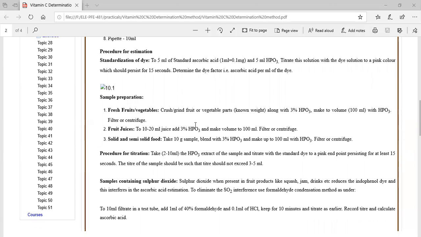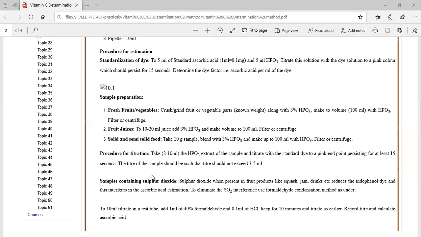Instead of crushing or grinding fruit, suppose you want to take fruit juices. Then take 10 to 20 ml of the juice, add it into the 3% HPO3 and make the volume up to 100 ml, and again filter or centrifuge. Or for solid and semi-solid food material, take 10 gram of the sample, blend it with 3% HPO3, make up again to 100 ml with the HPO3 solution, then filter or centrifuge it.